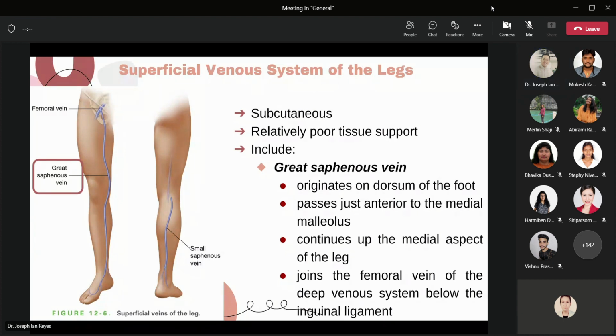Okay. So the great saphenous vein originates in the dorsum of the foot, passes just anterior to the medial malleolus, and continues up to the medial aspect of the leg. Usually, this would be the more visible one because of its location. So it joins the femoral vein of the deep venous system below the inguinal ligament. Okay, just try to imagine from your anatomy.